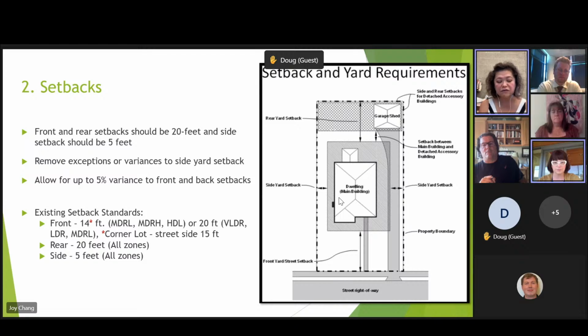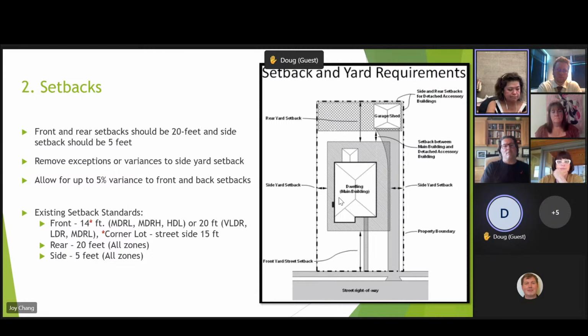It has to have a very minimal impact to the adjacent properties. And the variance is the minimum needed to achieve the desired result, and the applicant has considered alternatives. Okay, so an adjustment is up to 10% and can be made by staff, and a variance is up to 20% and can also be made by staff? Yes.